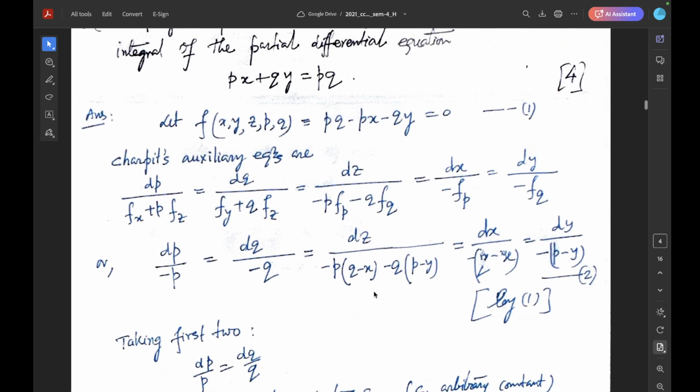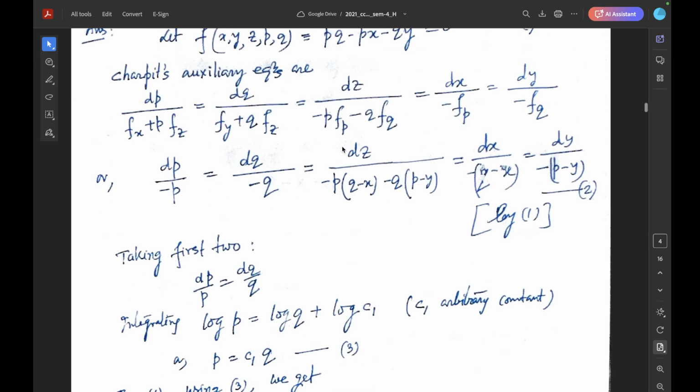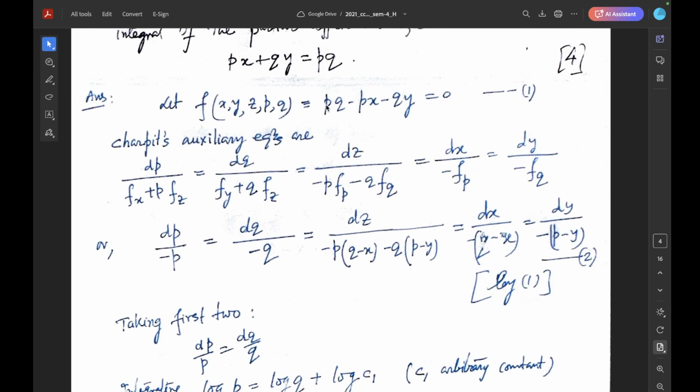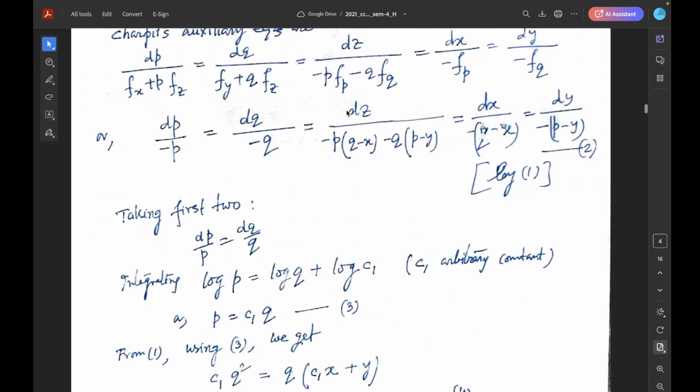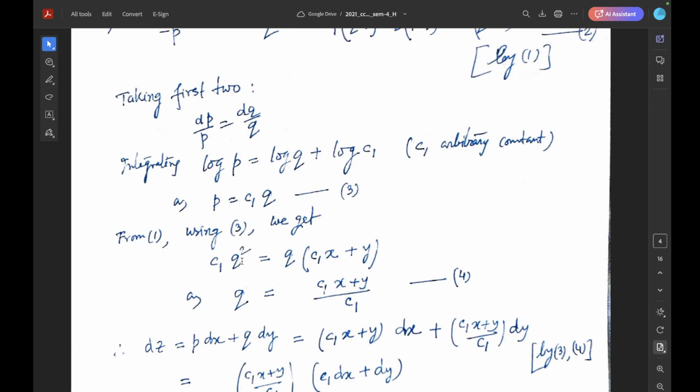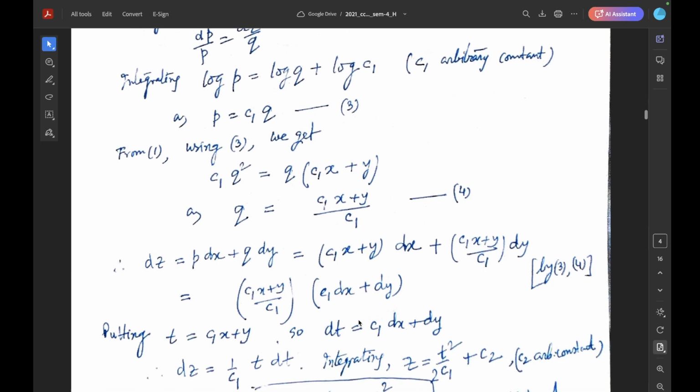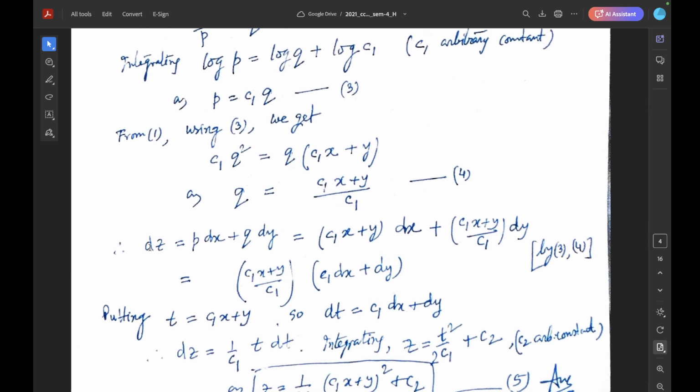Put here p equal to c1 q. So we can write c1 q square equal to this. So q equal to c1 x plus y by c1. Therefore dz equal to del z by del x dx plus del z by del y dy, that is p dx plus q dy.